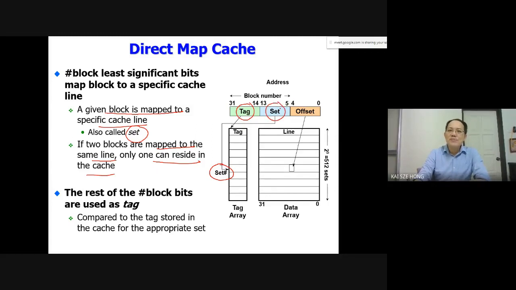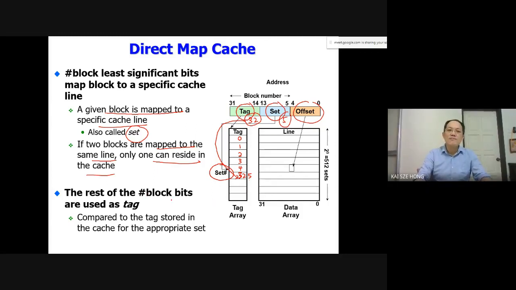Basically, the set number will come to here. For example, let's say you have a 5 over here and 32 over here. So this memory address inside the memory can only be put where? It can only be put at this place, set number 5. Inside here you put 32, and then you can only put it at address number 5. This is about the direct mapping cache.